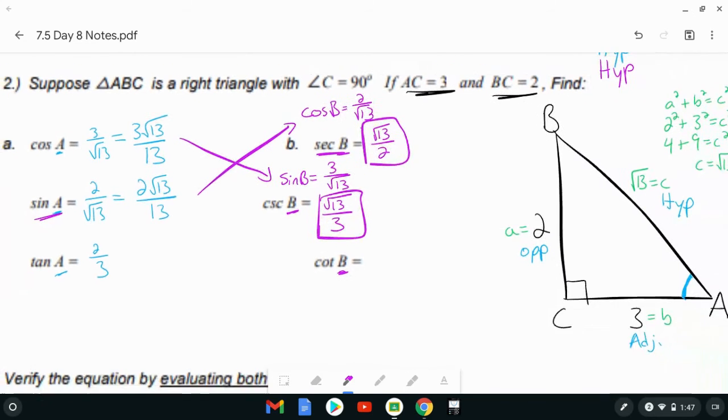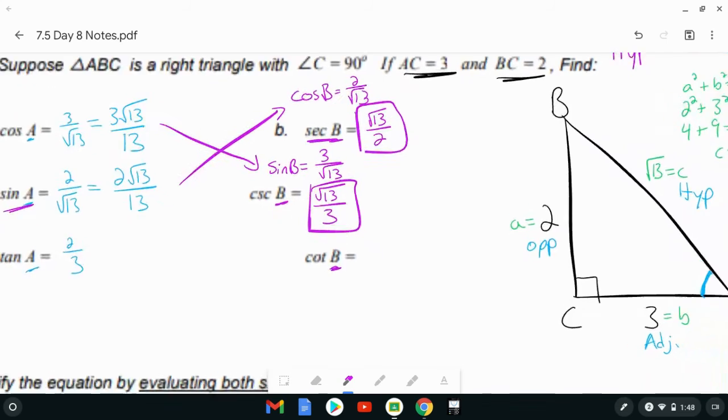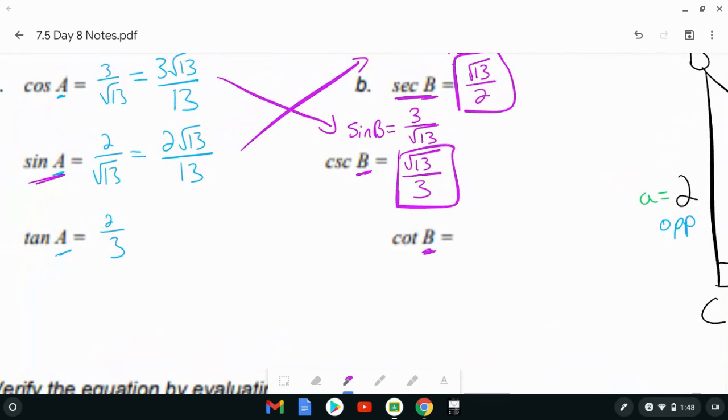So again, rather than going through the whole process of rewriting the adjacent, opposite and whatnot, we can use that relationship of complementary angles to find that out. And then we already talked about the tangent of A is actually equal to the cotangent of B. So that actually works out really nicely. And you know that it's 2/3.